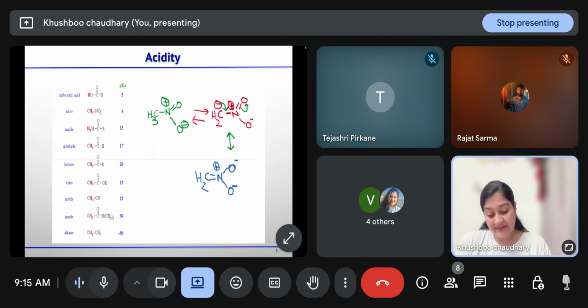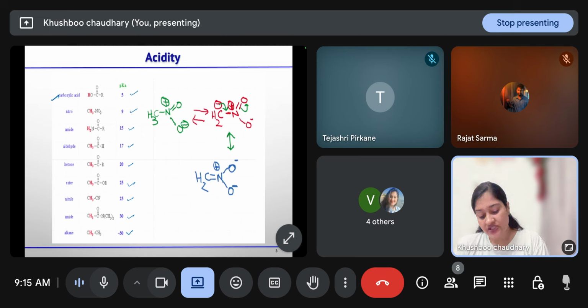Now, in this table, carboxylic acid has a pKa of 5, nitromethane 9, amide 15, aldehyde 17, ketone 20, esters 25, nitriles 25, amides 30, alkanes about 50. So carboxylic acids are the strongest acids, and alkanes are the weakest, because there is no factor to stabilize the conjugate base formed from deprotonation of alkanes. Where the pKa is lower, there are factors that stabilize the carbanion, or conjugate base.